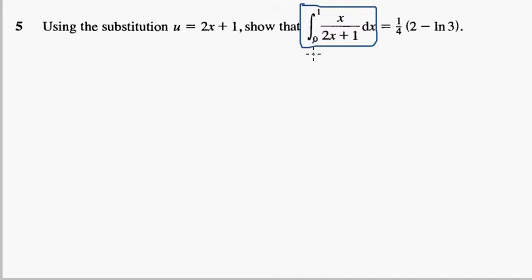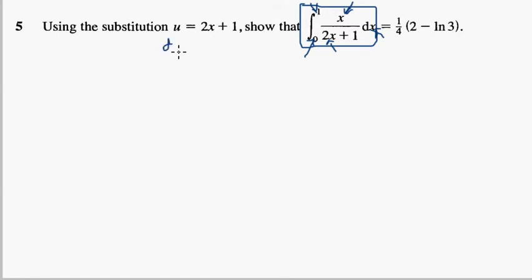So 0 and 1, our limits, for example, are associated with particular values of x. They'll need to change. x needs to be written in terms of u, 2x needs to be written in terms of u, and dx needs to be written in terms of u. So all of these are going to change. In order to work out how that change is going to come about, there's a few things that we do.